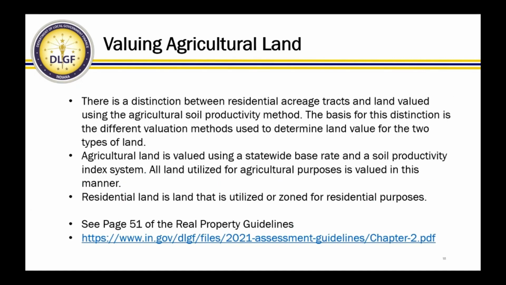One of the biggest questions that we get is, should this land be assessed as residential property or should it be assessed as agricultural property? Just to point out the basis for the two types of land: agricultural land obviously uses our statewide base rate and the soil productivity system. And then residential land is land that is utilized or zoned for residential purposes, and the residential acreage amount would be determined by the assessing official.